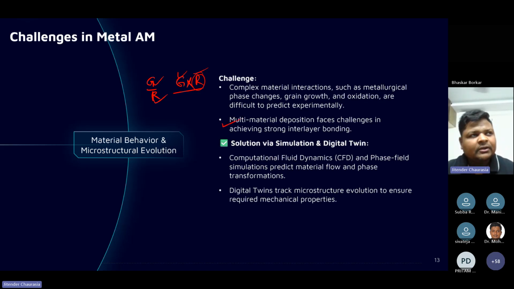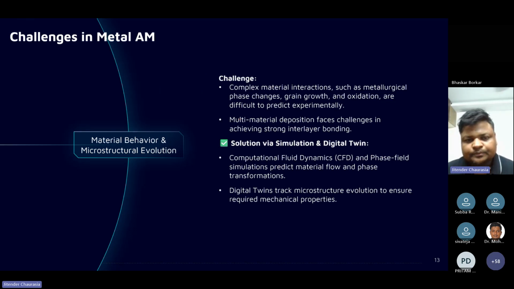microstructure. Usually when industry asks us, they really don't ask what microstructure they need. They tell us, I need this much hardness, this much strength. They don't bother what microstructure you are getting, whether it is alpha, beta in titanium or whatever it is. Are you giving me this much ductility, this much strength, this much hardness, and surface requirements? That much they really bother about.